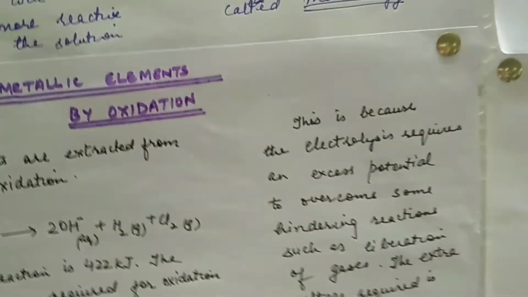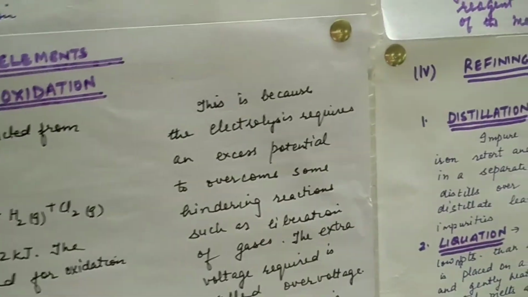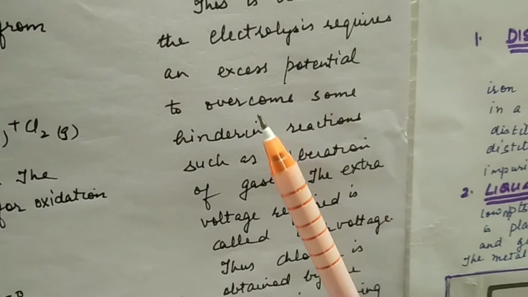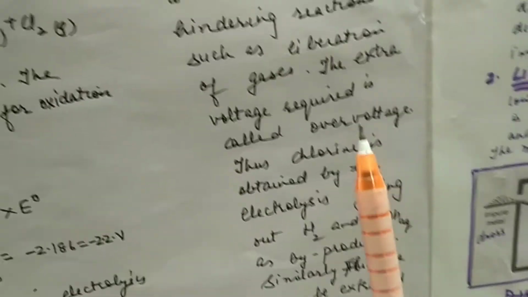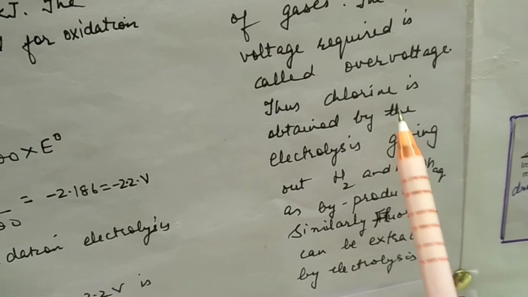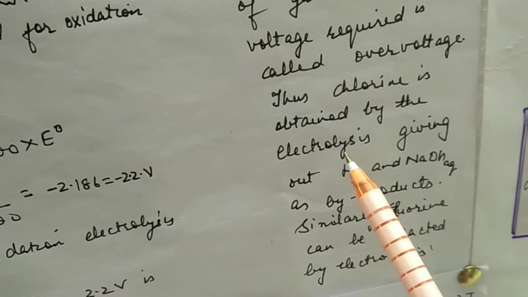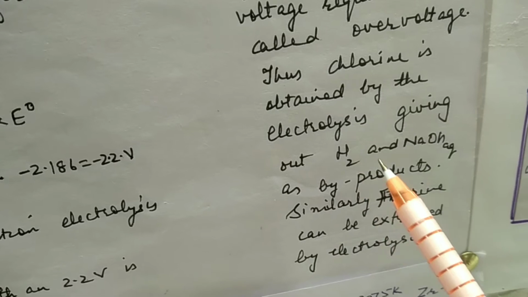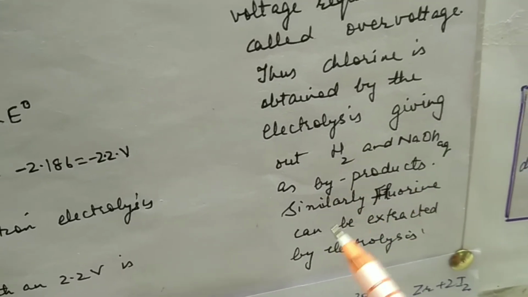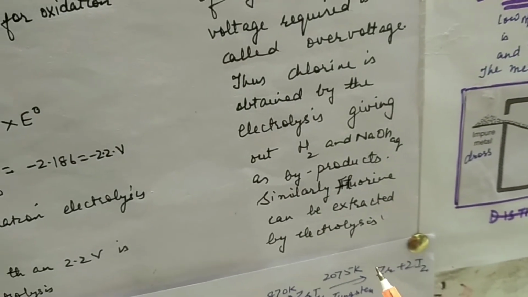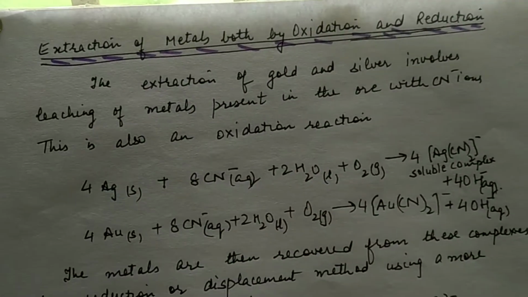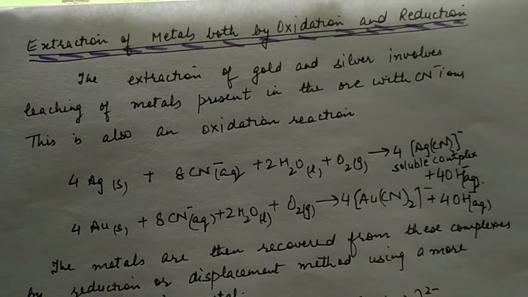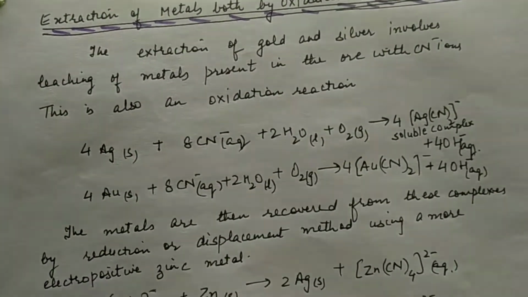Now why greater than 2.2 volt? Because some excess potential is required to overcome some hindering reactions, such as liberation of gases, and this extra voltage required is called overvoltage. Thus chlorine is obtained by electrolysis, giving out hydrogen and NaOH as byproducts. Similarly, fluorine can be extracted by electrolysis. Extraction of metals both by oxidation and reduction also occurs. For example, gold and silver involve both oxidation and reduction.